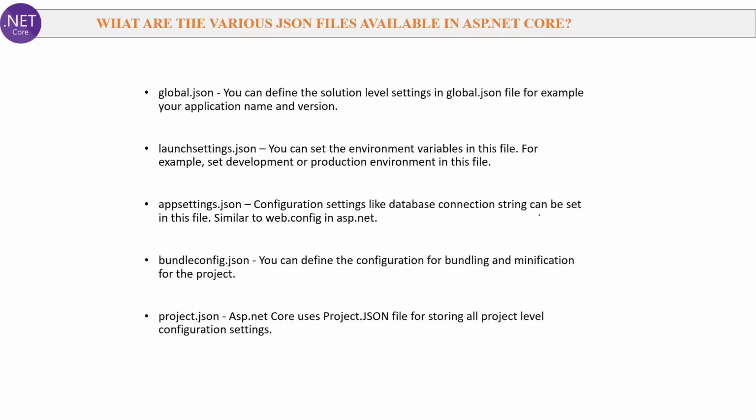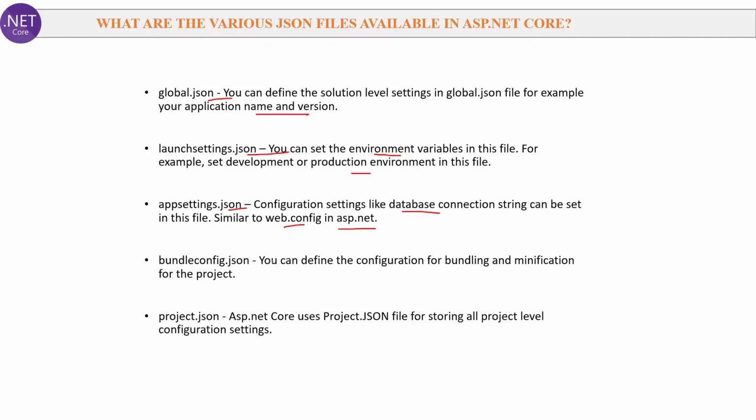What are the various JSON files available in ASP.NET Core? The first file available is global.json, where you can define the solution level settings, for example, your application name and version. The second file is launchSettings.json. Here you can set the environment variables, for example, set development or production environment. The third and very important file is appsettings.json. Here you can set configuration settings like database connection string and other things. It is similar to web.config in ASP.NET.